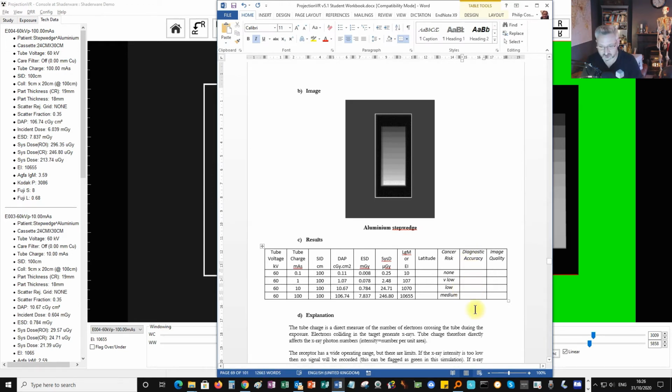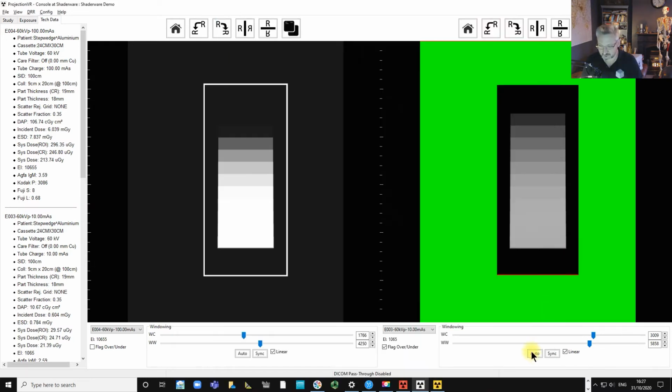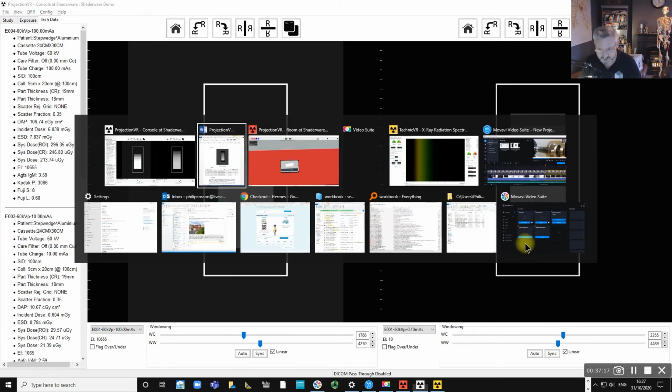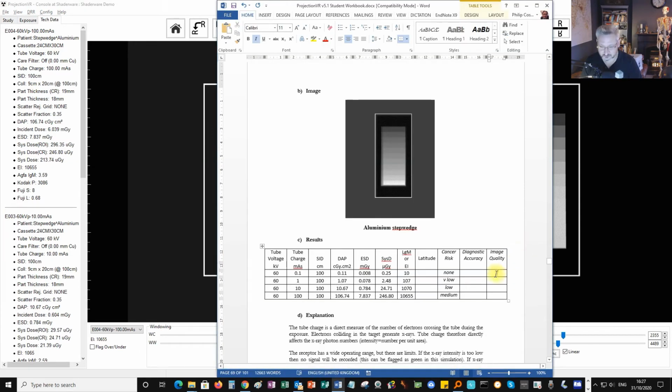I'm going to ignore the diagnostic accuracy column. We're just going to look at image quality. Now, do you remember that the image quality for the very, very first image was shocking? We couldn't even see all the steps because of all this grainy noise. So I'm just going to put very bad, very poor.